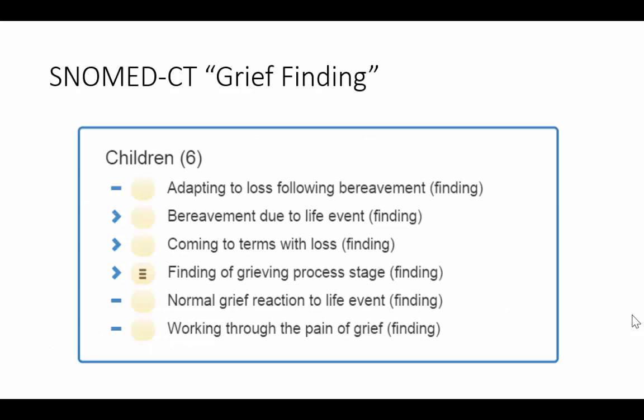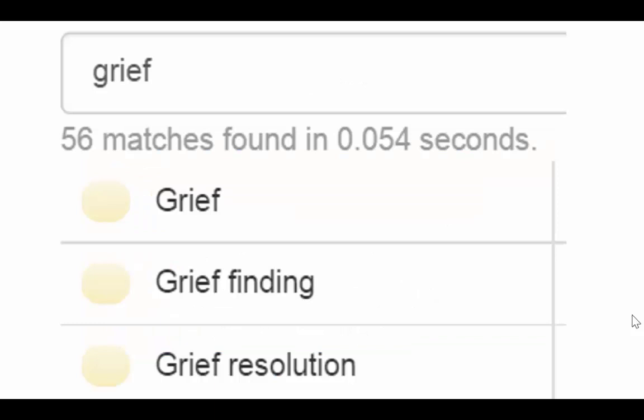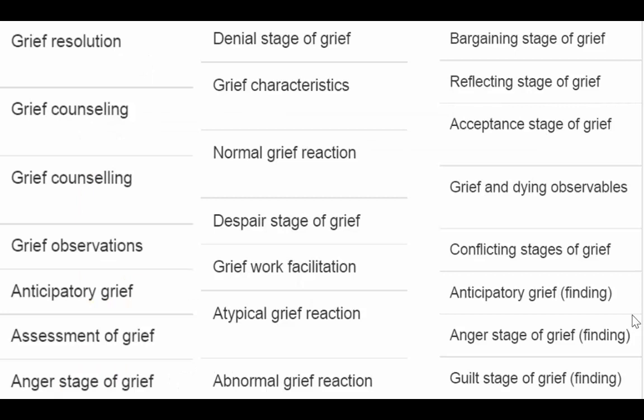It has the term grief finding, of which there are 6 children. So you could have the grief finding, this chap is adapting to loss following bereavement. That's a sub-kind of grief finding. And similarly with these others. And you see that there is some redundancy. So adapting to loss and coming to terms with loss seem to be a little bit redundant. Now, if you go to grief, you will find the term grief, but it really means grief finding. You will find 56 terms. This is just an example. Normal grief reaction, which would speak for your case, Chris. Acceptance stage of grief, conflicting stages of grief, anticipatory grief, and so forth. And that's the end.